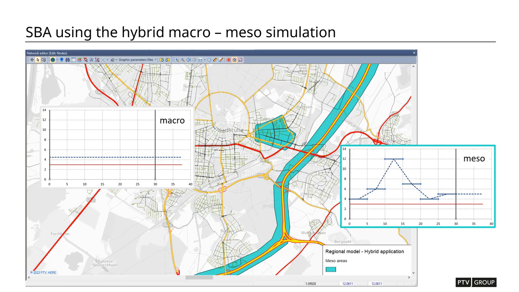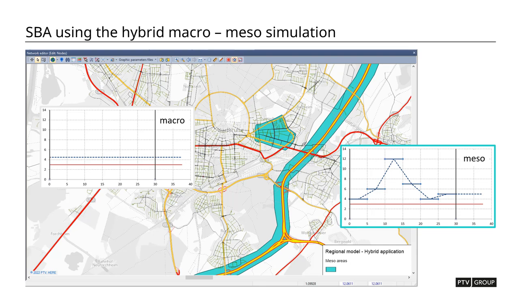So, finally, I would like to give you some insights into how the hybrid macro-meso simulation works. Again, here we assume that you have a regional model and would like to study the effects of roadworks in some part of the city, plus maybe the introduction of HOV lanes on the nearby freeway. These areas are colored in light green here. In these areas, we apply the mesoscopic simulation, whereas in the rest of the network, travel times are derived based on macroscopic principles. That means using volume delay functions with capacities and volumes.